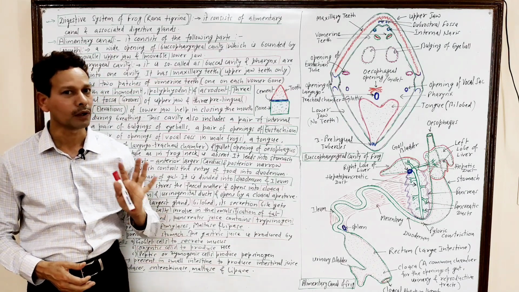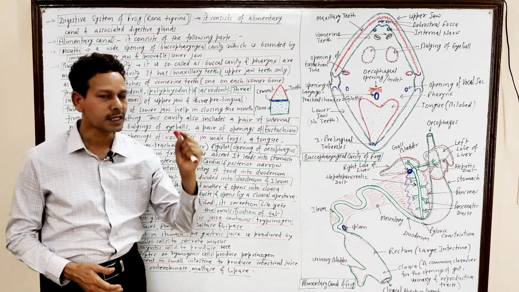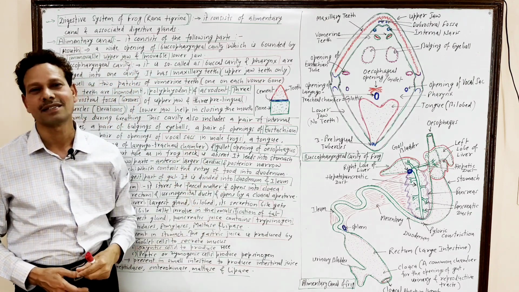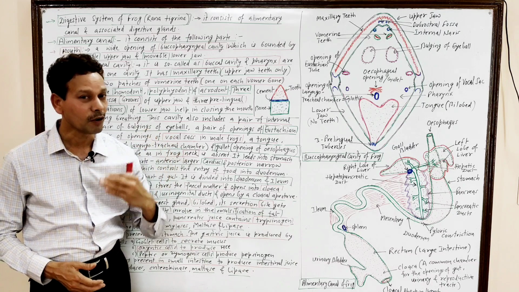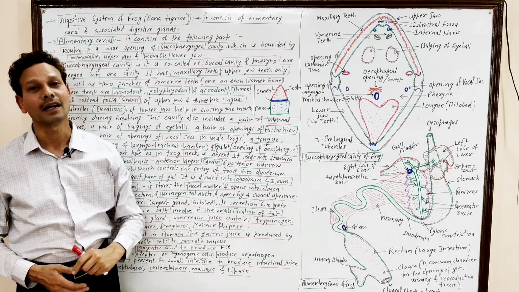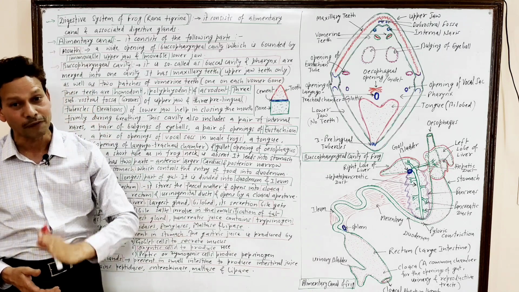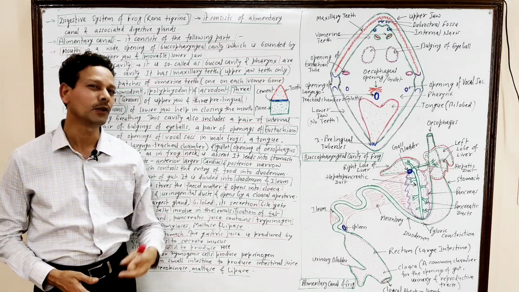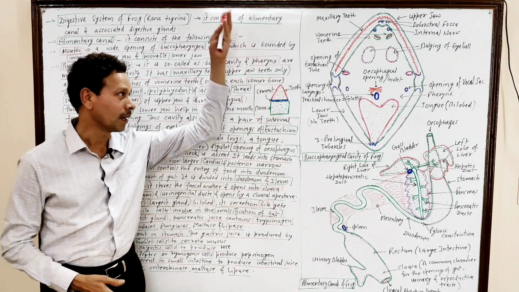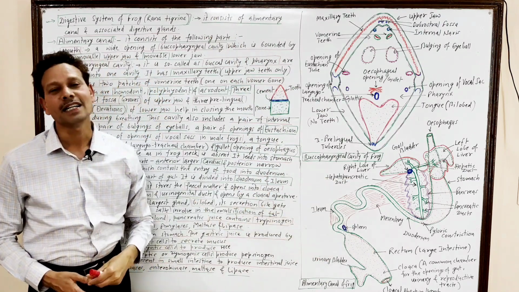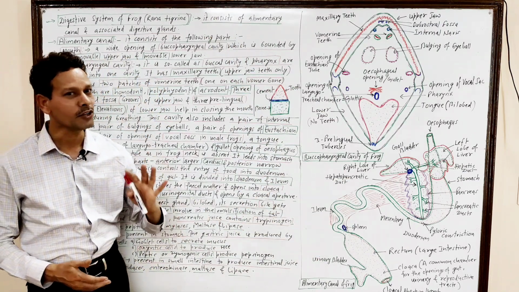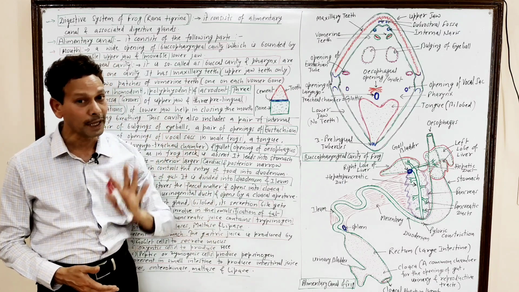Dear students, in today's lecture we will discuss the digestive system of frog, Rana tigrina. It is divided into two parts: alimentary canal and digestive glands. The alimentary canal of frog is complete.